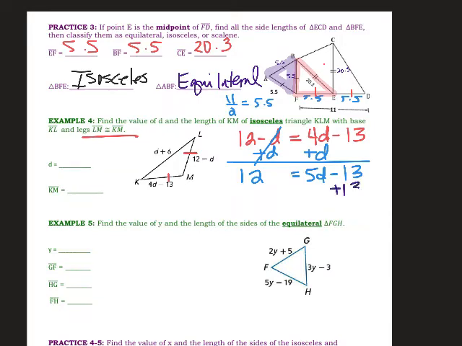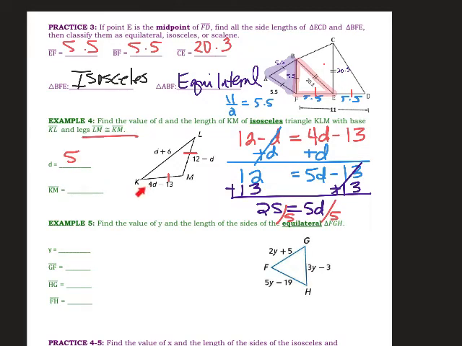Add the 13. So what's 12 plus 13? 25 equals 5D. So what should be our last step? Divide both sides by 5. So what's the D value? 5. Now K to M, it wants you to find the length.